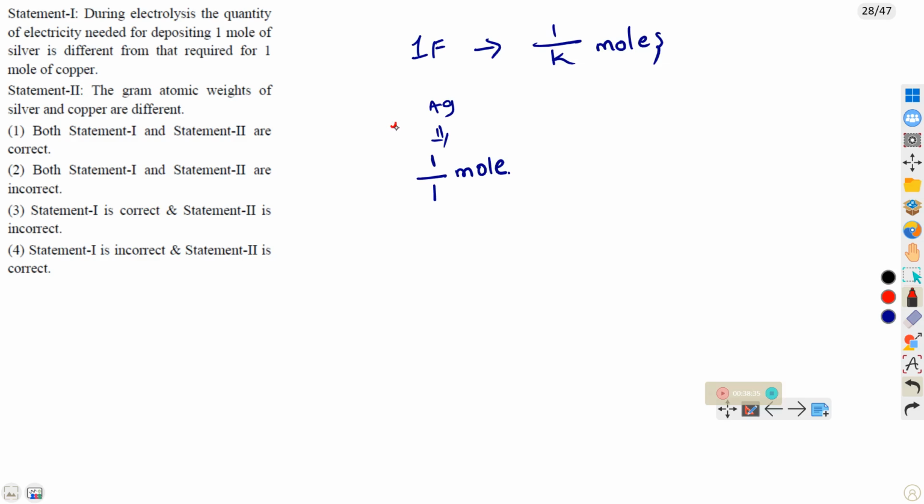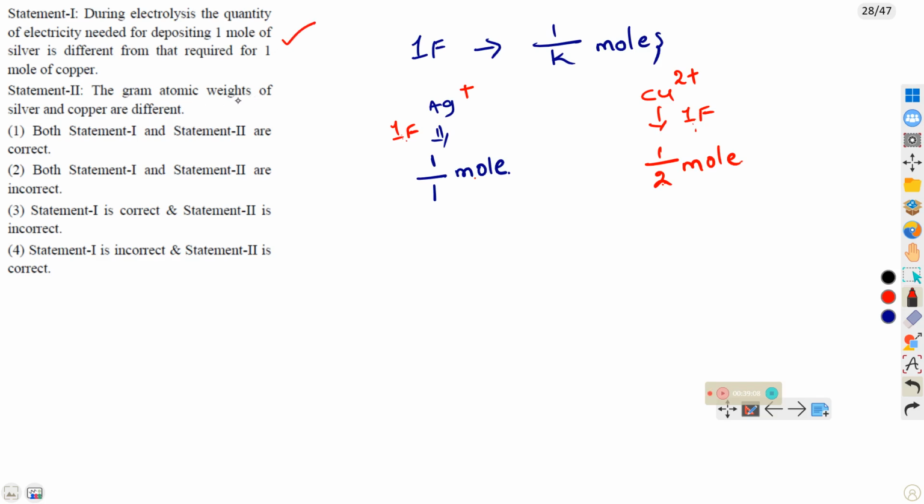You pass 1 Faraday of current through copper, then 1 by 2 moles of the substance is deposited. Cu is in 2+ form, Ag is in + form. K represents valency of the electrodes. So for 1 mole 1 Faraday of current, for 1 by 2 moles 1 Faraday of current. Based on this, first statement correct.